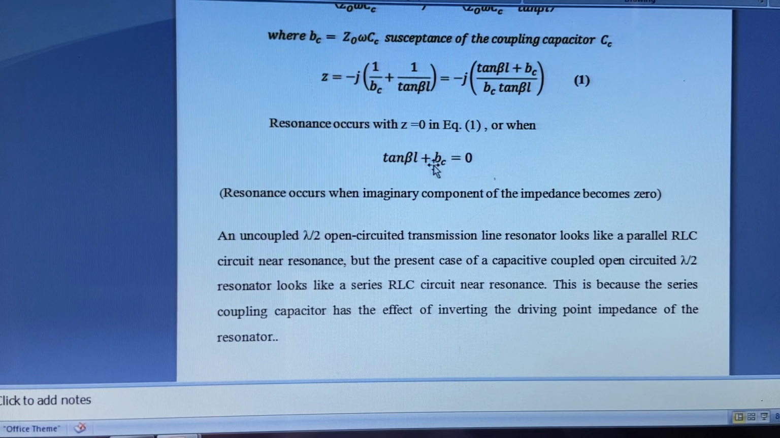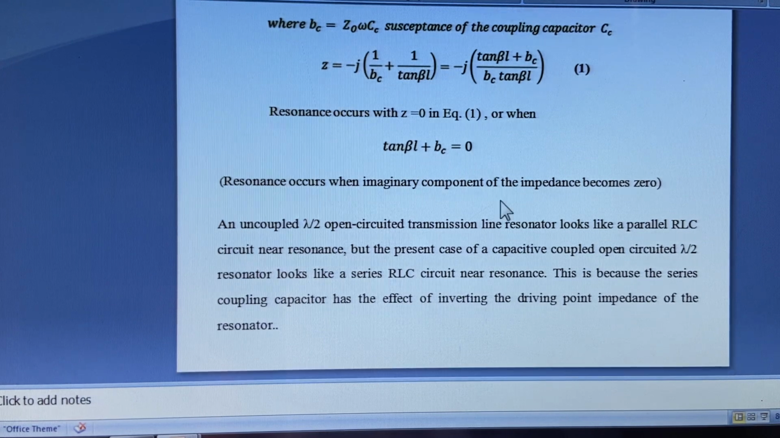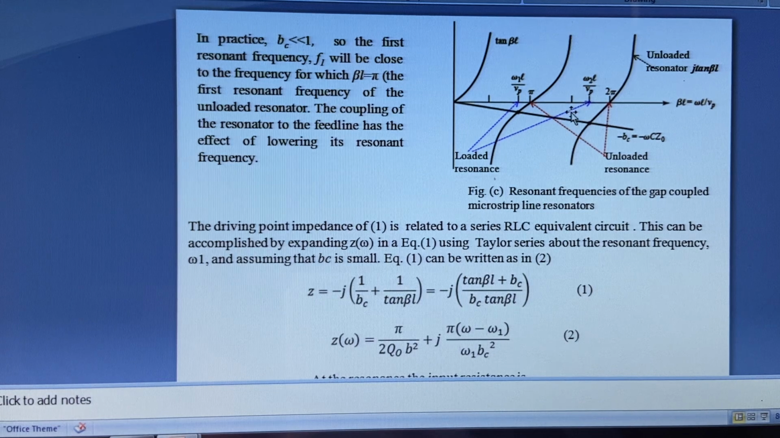So to get a resonance, this is the condition: the reactance must be equal to 0. Here it is not only tan beta L equal to 0, but to satisfy the resonant condition, tan beta L plus BC must be equal to 0, as shown here.